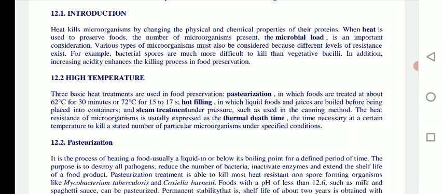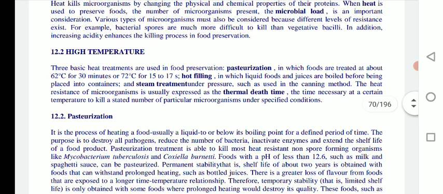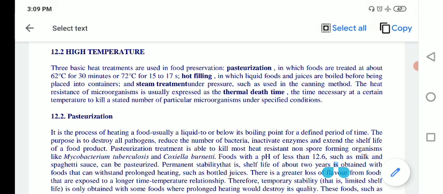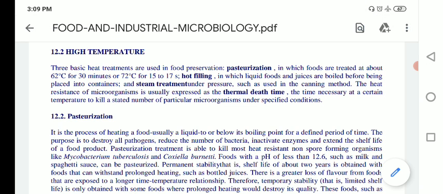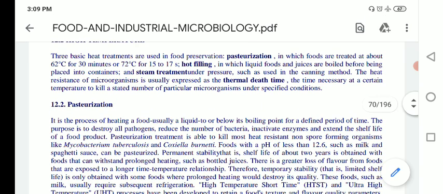Three basic heat treatments are used in food preservation. These are pasteurization, in which foods are treated at about 62 degrees Celsius for 30 minutes or 72 degrees Celsius for 15 to 17 seconds. Next, hot filling, in which liquid foods and juices are boiled before being placed into containers. This is again a temperature based method. Then next is steam treatment under pressure.